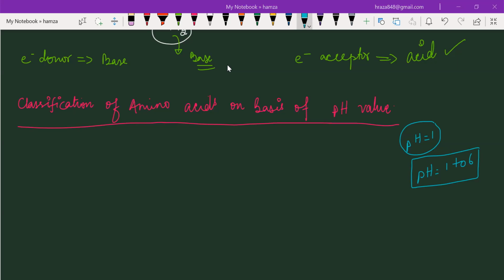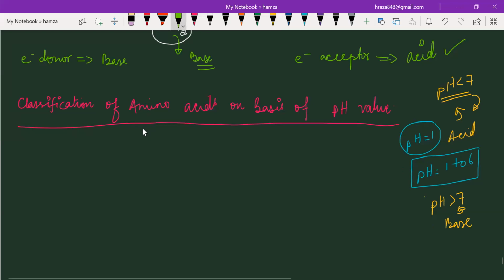Now, look at the question. 1 to 6 or 1 to 7, almost equal to 7, less than 7, that is basically acid, and pH greater than 7, that is base. So we can also write for acid pH less than 7. So pH less than 7 is an acid and pH greater than 7 is a base. Is that clear? Yes, sir. Okay.